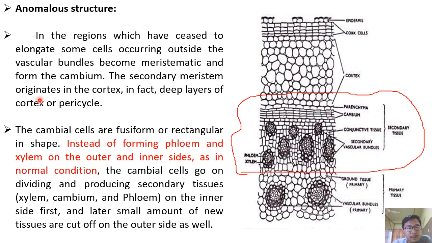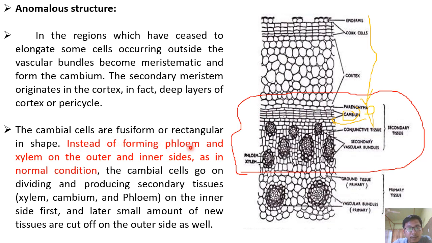The secondary meristems originate in the cortex, in fact in the deep layers of the cortex or pericycle. That means this whole tissue originates in the cortex, in the deep layers of the cortex. So if you go down from here, that is the deep layer of the cortex. Here we have a cambium. Or in the upper side of the pericycle, somewhere here the pericycle will be present. And the cambium cells are fusiform or rectangular in shape. If you see here, this is the cambium, they are fusiform or rectangular in shape.